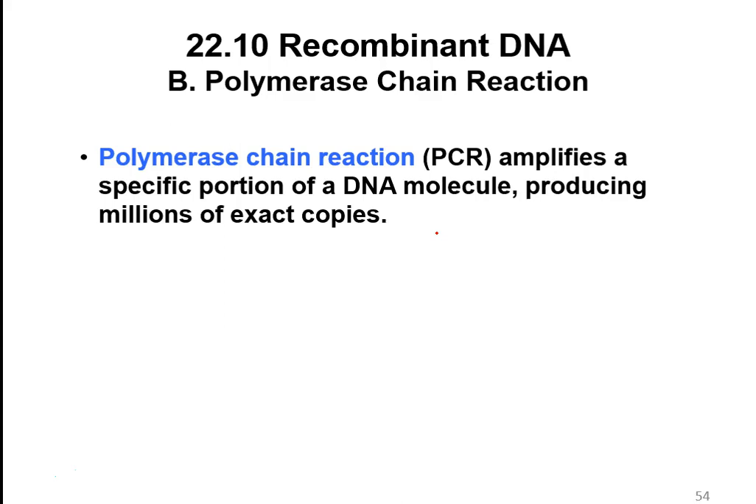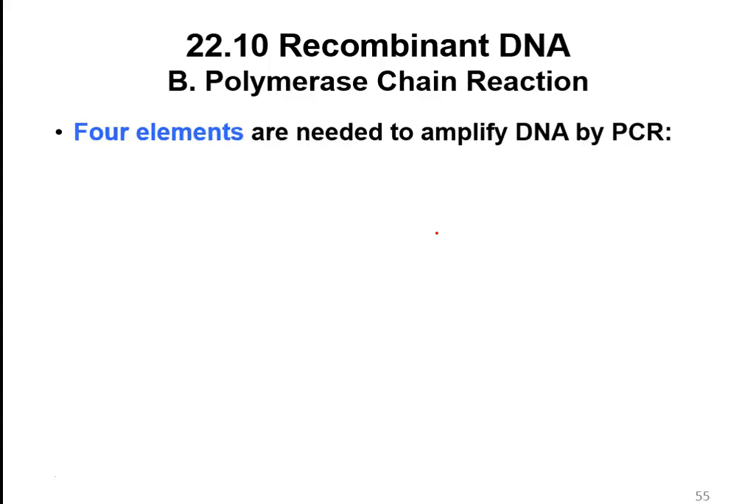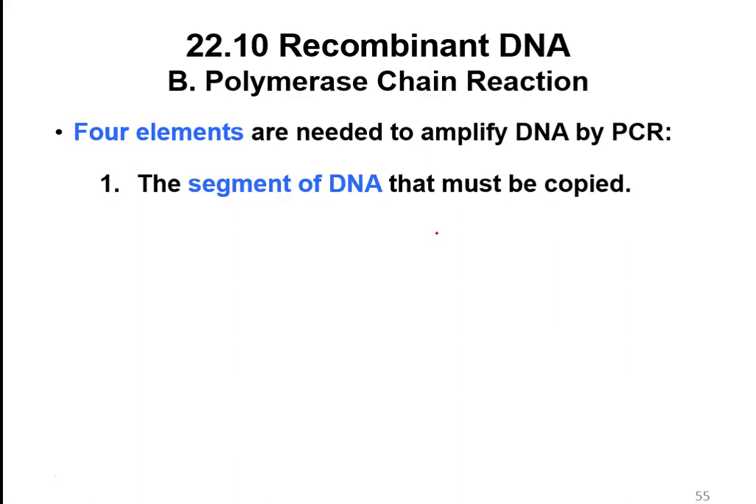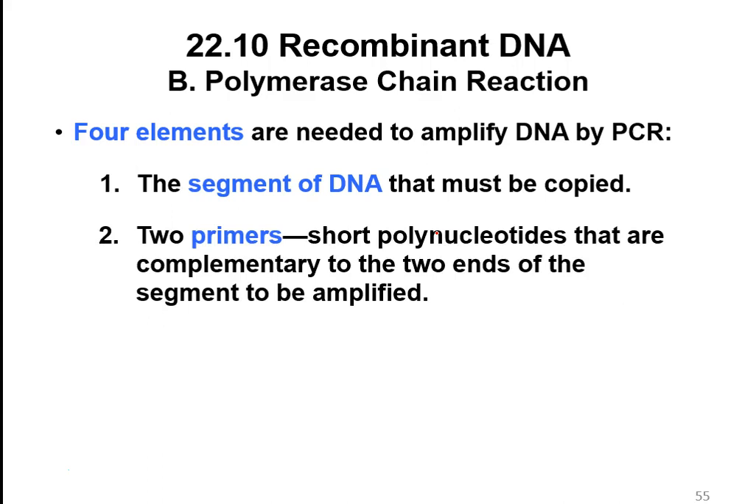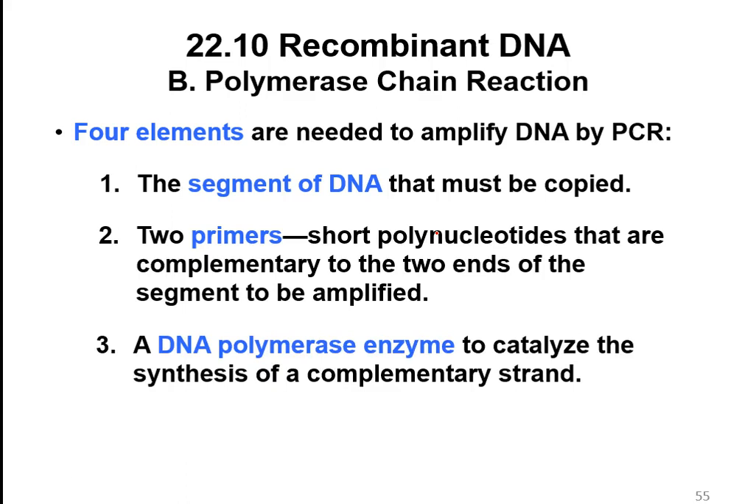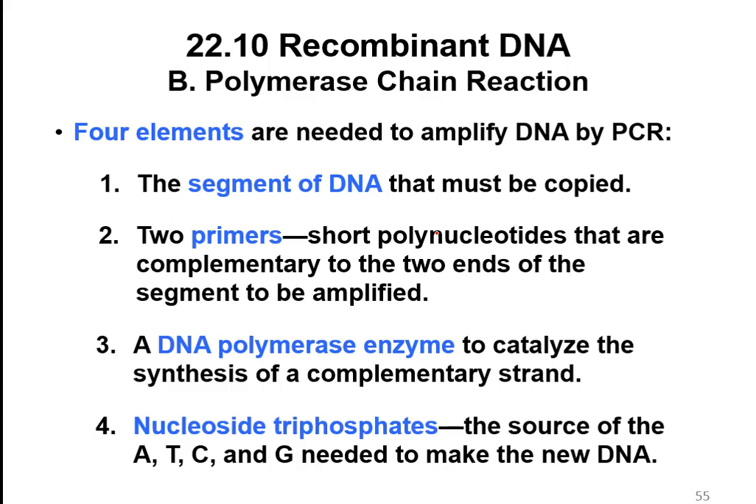Well, there's a technique called PCR, or polymerase chain reaction, which amplifies a specific portion of a DNA molecule, producing millions of exact copies. Basically, there are four elements needed to amplify DNA by PCR. One is the segment of DNA that must be copied. Two, primers, short polynucleotides that are complementary to the two ends of the segment being amplified. So if you have a DNA strand, you just need short little primers that are the complementary match for the start and the end of it. Then a DNA polymerase enzyme to catalyze the whole reaction, and finally you need all of the nucleotides, the A, the T, the C, and the G.